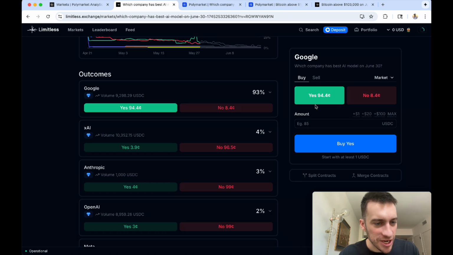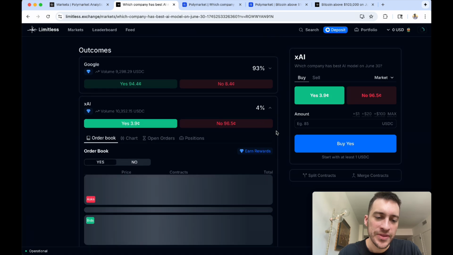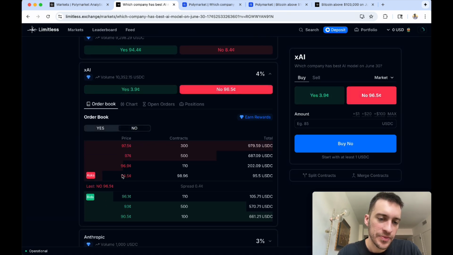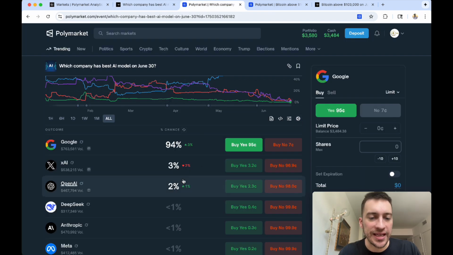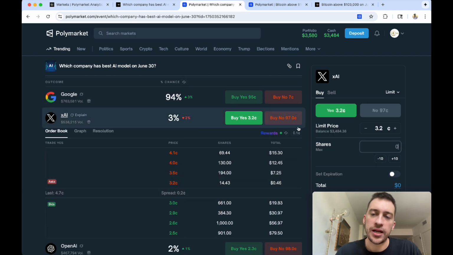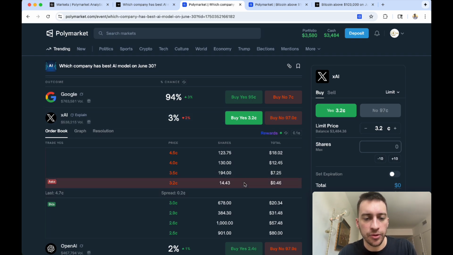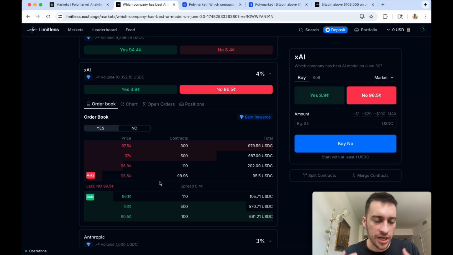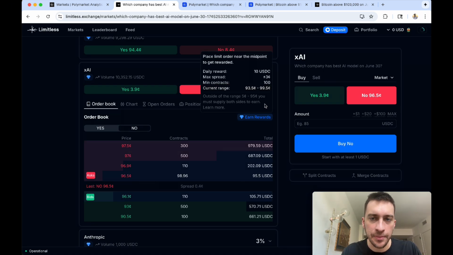There is an arbitrage of XAI by buying no at 96.5. And at the same time, you can see that right here, buying yes on XAI here at 3.2. That's an arbitrage already. There are so many different arbitrages you can take on this exchange too. That's just a quick one. Buying at 3.2 here and buying at 96.5 is a very clear arbitrage, but not much.